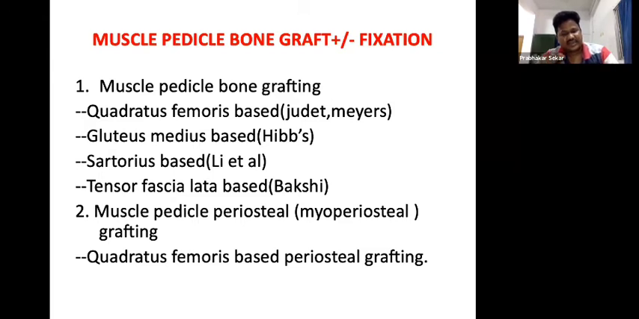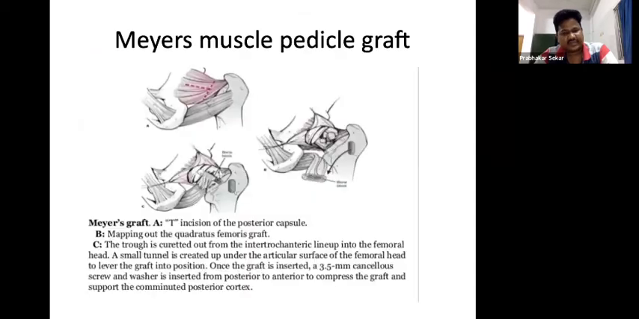And instead of taking a piece of bone, if you take a periosteal flap, it is called muscle myoperiosteal grafting, quadratus femoris based periosteal grafting. This is the Meyers muscle pedicle graft. Here, a T-shaped incision is made through the posterior approach. A T-shaped incision of the posterior capsule is done, mapping out the quadratus femoris graft, and along with it a piece of bone is taken. Then the insertion point is taken.